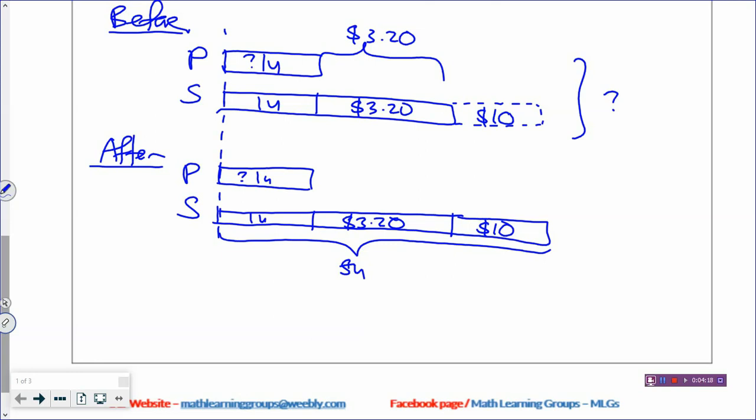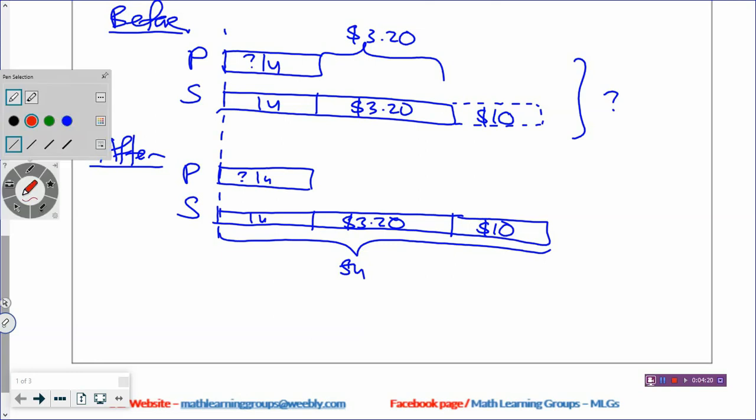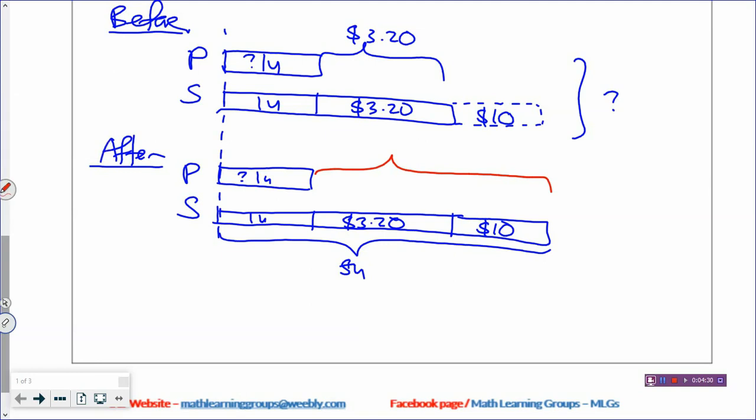And then you look at the after model, and you look for the difference. Remember in our earlier lesson, how do you continue to work out the steps after you draw the model? You look for differences. So you look at 5 units and you minus 1 unit, that will give you a difference of 4 units. And then you can see that your 4 units is also equal to $3.20 plus $10.